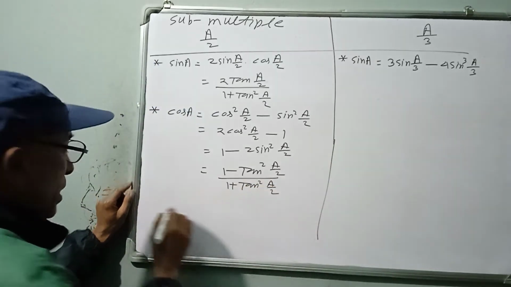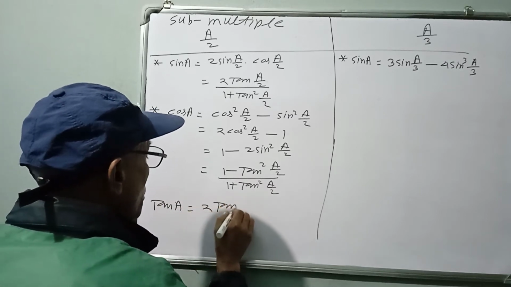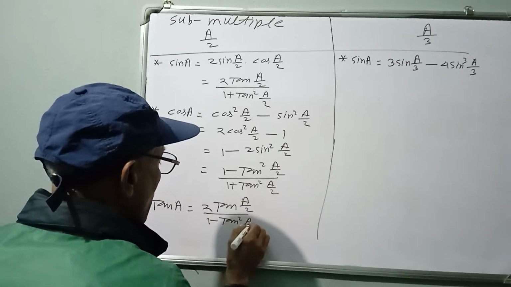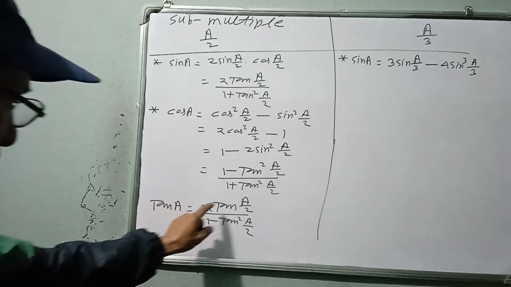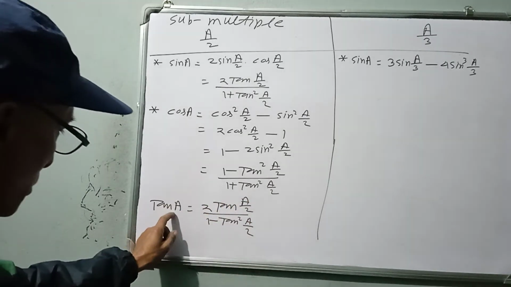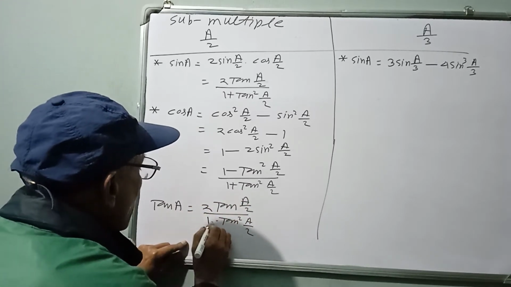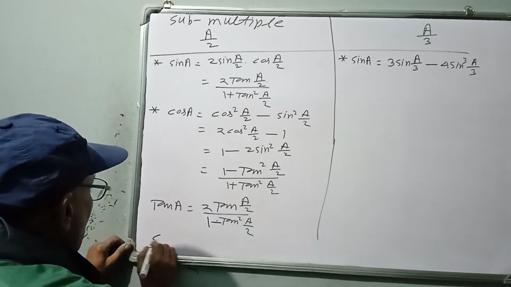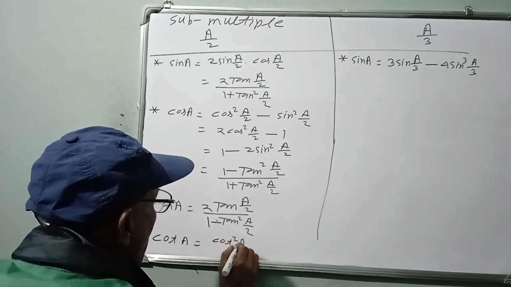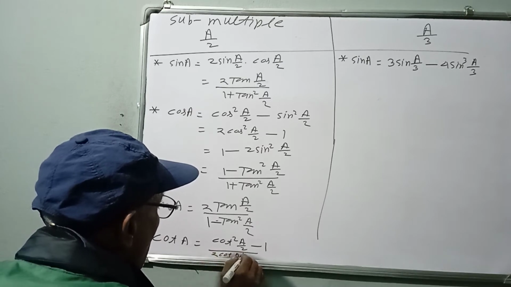The same way, tan A formula, 2 tan A by 1 minus tan square A. If there is 2A, 2 tan A by 1 minus tan square A. If there is A by 2, it is half of A. Tan A equal 2 tan A by 2 upon 1 minus tan square A by 2. In the same way, cot A equals cot square A by 2 minus 1 upon 2 cot A by 2.